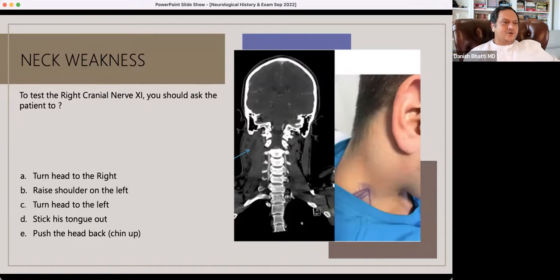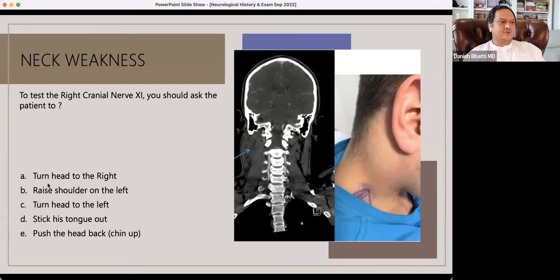All right, here's another question. Neck examination. So the patient has neck weakness. To test the right cranial nerve 11, you should ask the patient to do what? So the patient comes in, has a neck problem, has a weakness. You're trying to test the right 11th cranial nerve, right? The 11th cranial nerve will innervate the right sternocleidomastoid and trapezius. What will you do to test the right sternocleidomastoid?